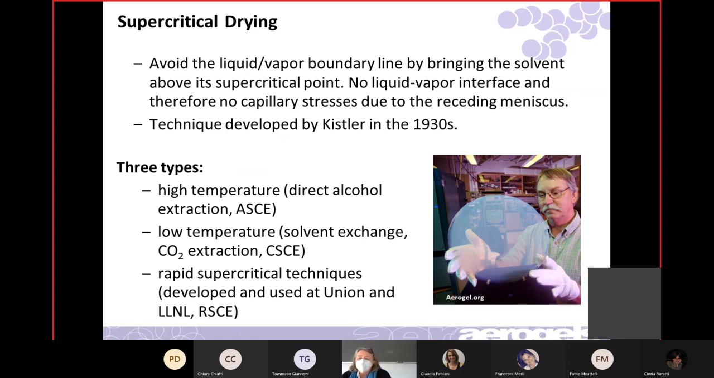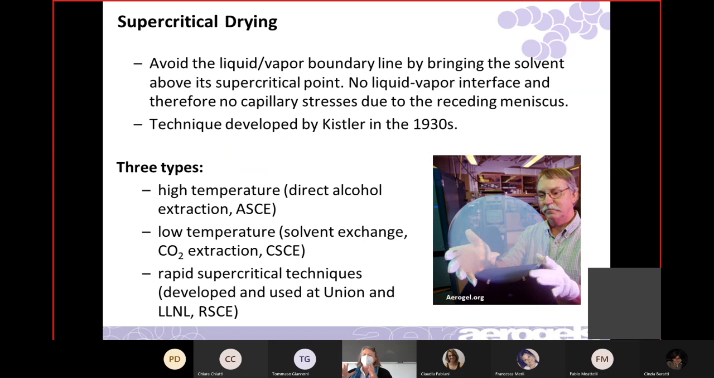We call them high temperature, and I'm going to go through each one of them, where you directly heat up, you make the wet gel with the alcohol as the solvent, you just heat it up and extract. There is the low temperature method, which was, I think, the 70s they invented this. Instead of the high temperature, you exchange the alcohol in the wet gel with carbon dioxide, which has a lower supercritical temperature, and you do the extraction.